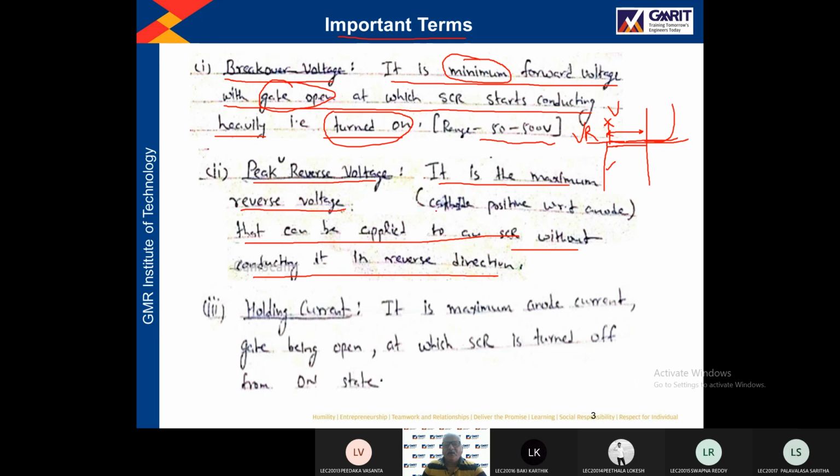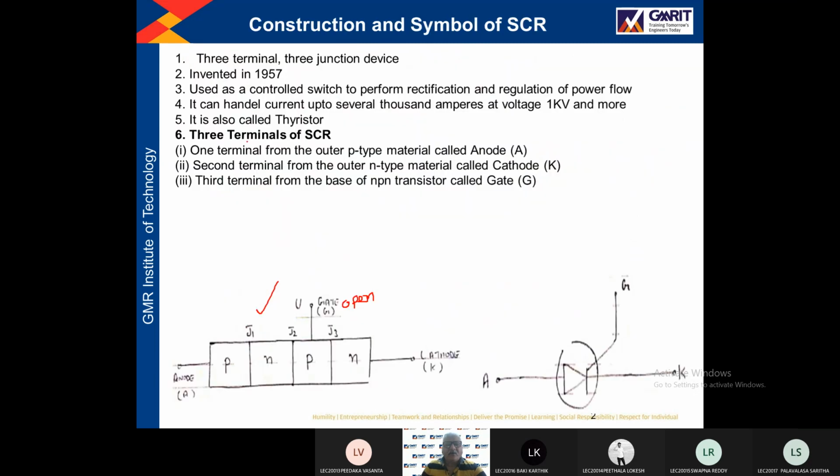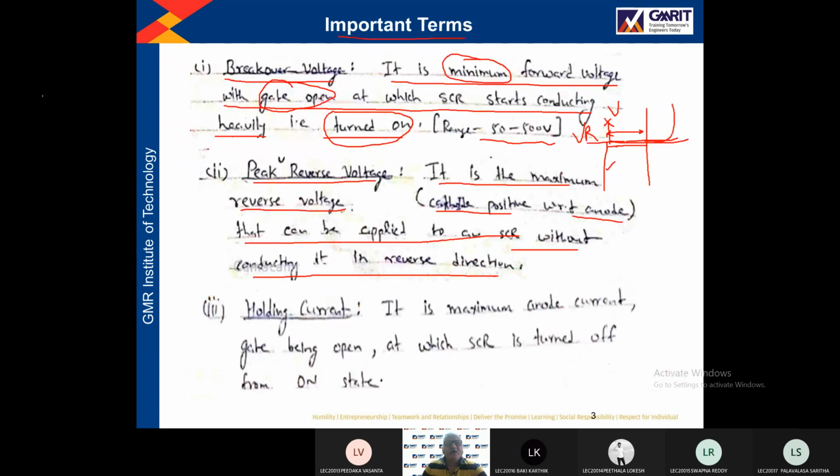Reverse voltage means cathode positive with respect to anode. If I say forward voltage, it means anode is positive, cathode is negative. This is your forward voltage. Under forward bias, if you apply positive voltage to the anode and negative voltage to the cathode, then the voltage at which this SCR starts conducting is called the breakover voltage. First point.